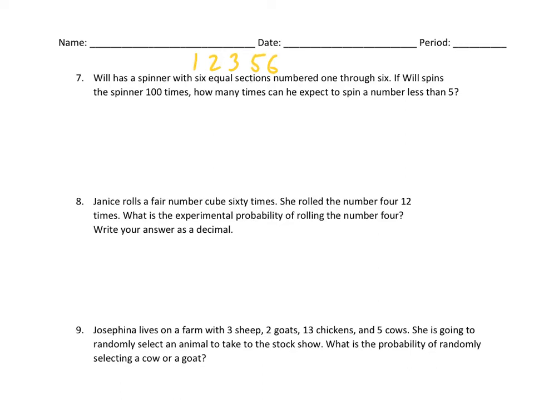Numbers less than 5. Well, the only numbers less than 5 are 1, 2, and 3. And 4, because I'm being an idiot and I didn't write it in there. 1, 2, 3, 4, 5, 6. My bad on that. So I've got 4 numbers that I'm talking about. That's 4 numbers out of a total of 6 numbers. And we're going to spin this thing 100 times. And we got to guess about how many times our experiment would show.